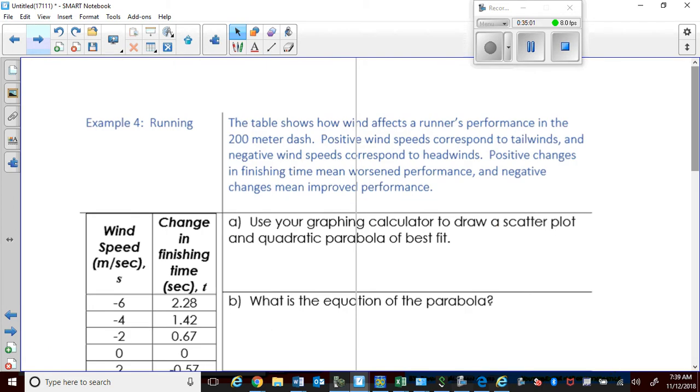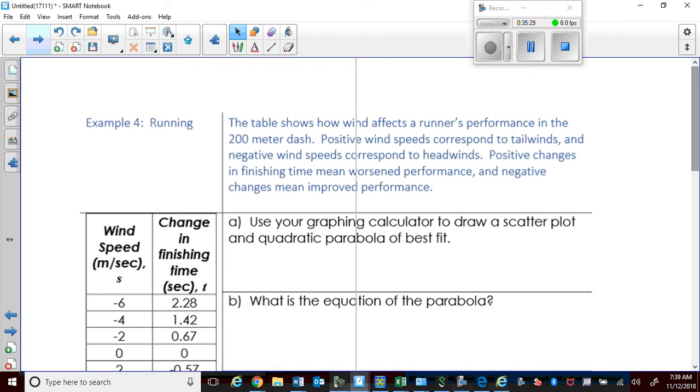We are at example 4. The table shows how wind affects a runner's performance in a 200-meter dash. Positive wind speeds correspond to tailwinds, and negative wind speeds correspond to headwinds. Positive changes in finishing time mean worsened performance, and negative changes mean improved performance. Use your graphing calculator to draw a scatter plot and quadratic parabola of best fit. What is the equation of the parabola?